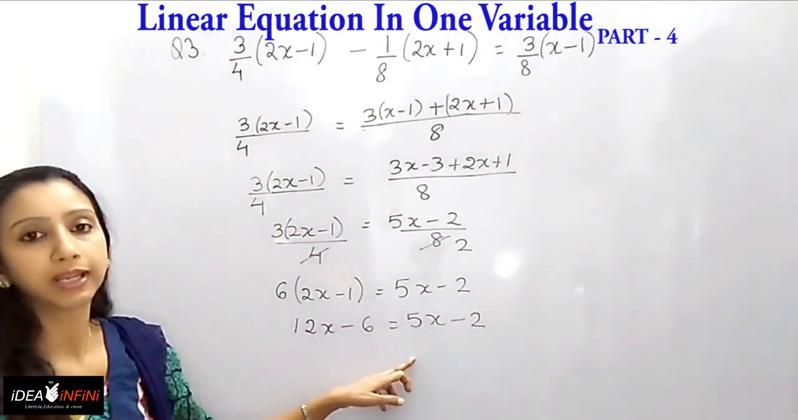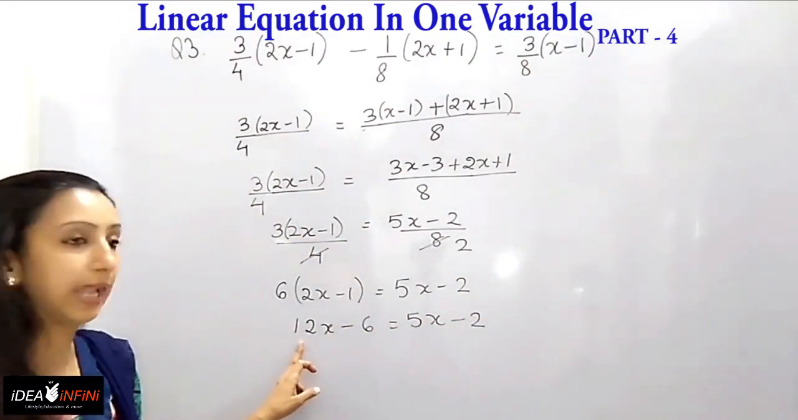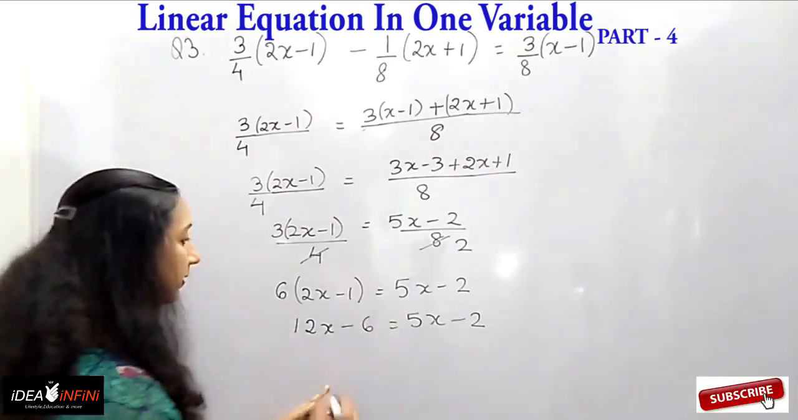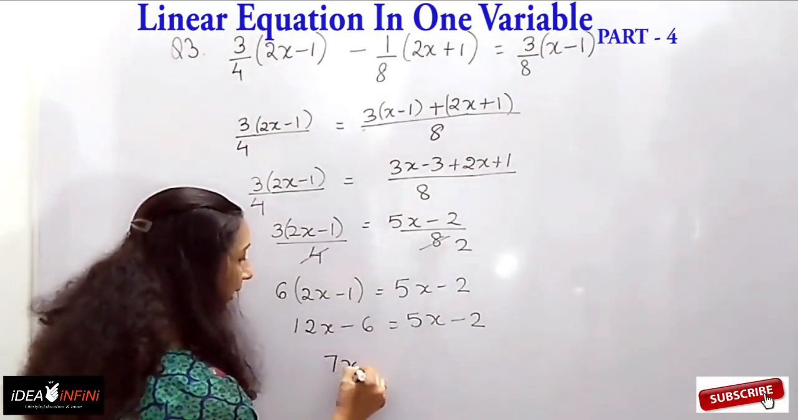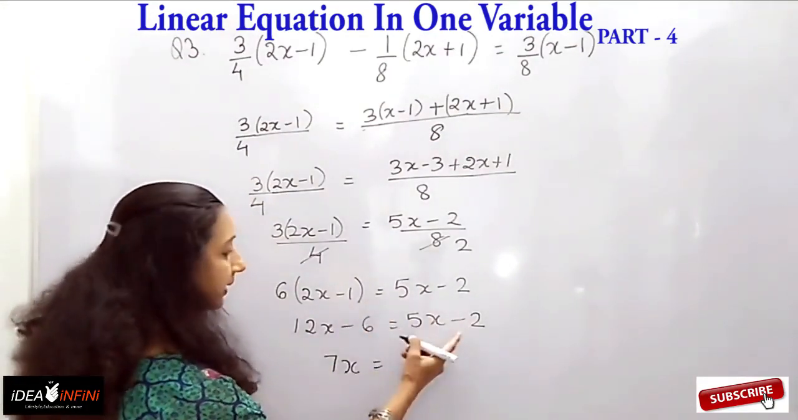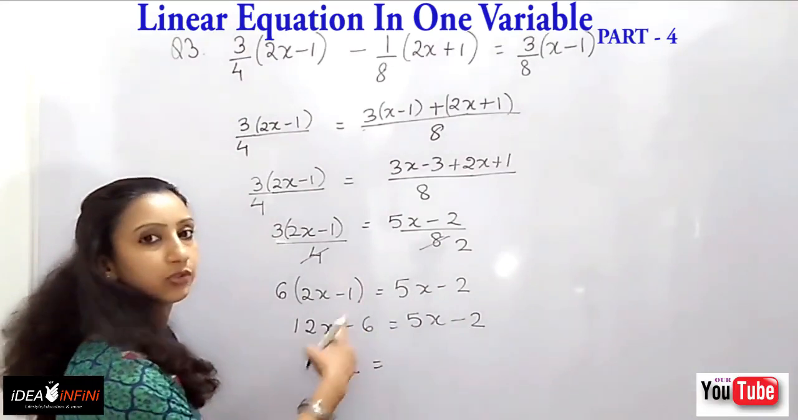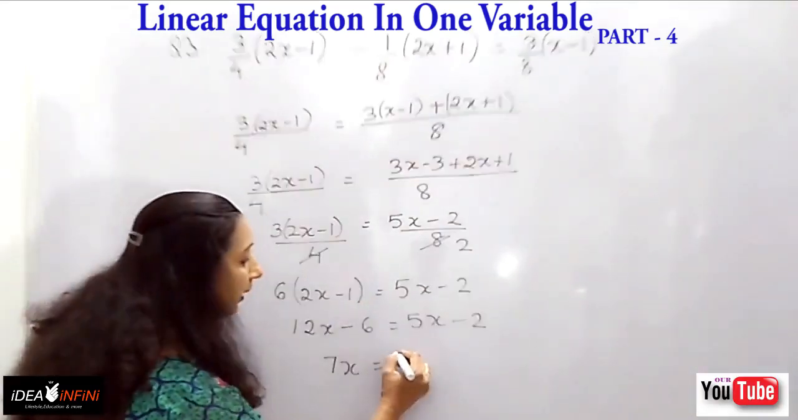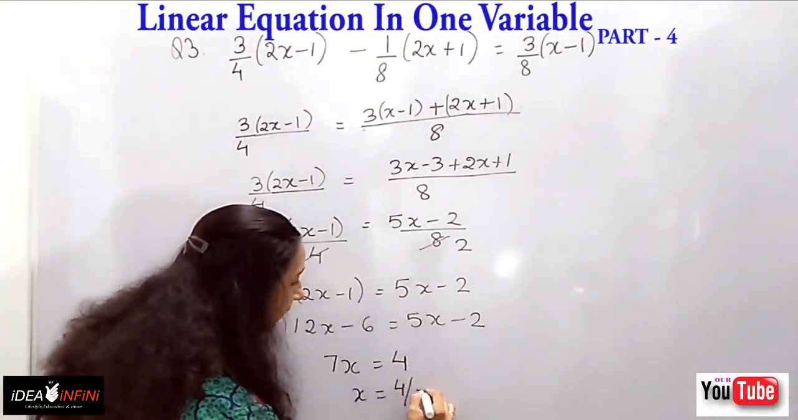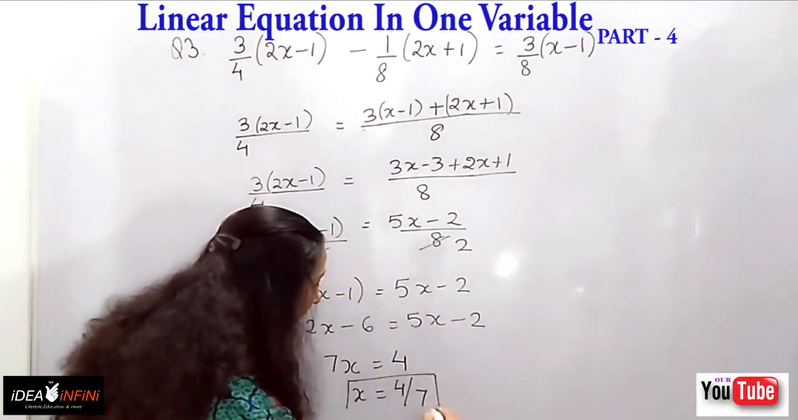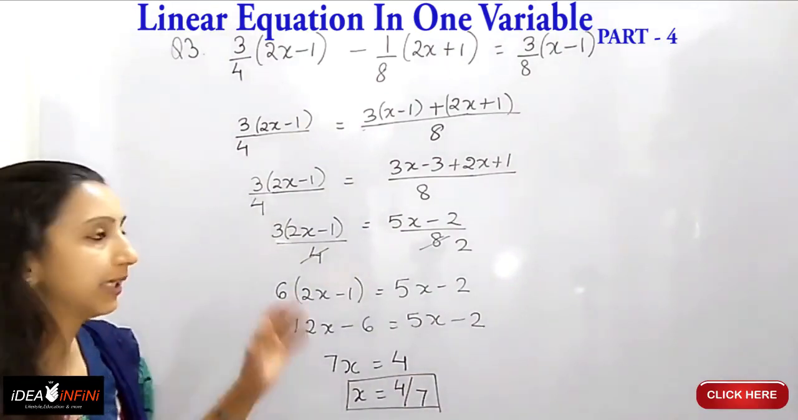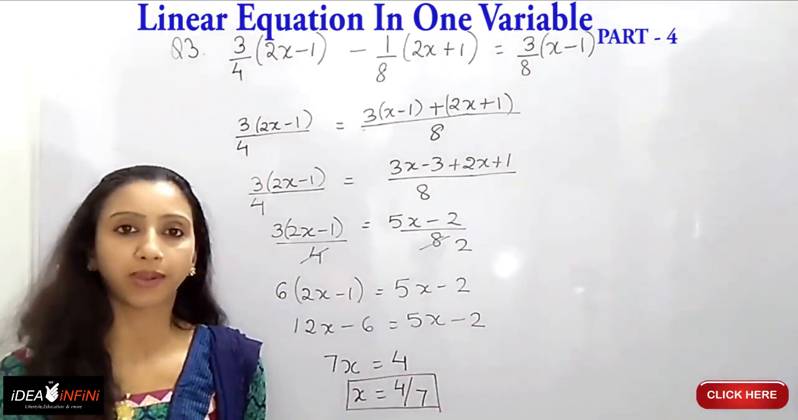And here when I again combine these two terms, 12x and 5x, 5x when it comes here on the left hand side, it becomes negative. So I am left with 7x, that is 12x minus 5x, and here minus 2 plus 6. Because this negative sign changes to positive on the other side, it becomes plus 4. x is equal to 4 by 7. So this will be my final answer. x is equal to 4 by 7. This is how we solve these kind of equations.